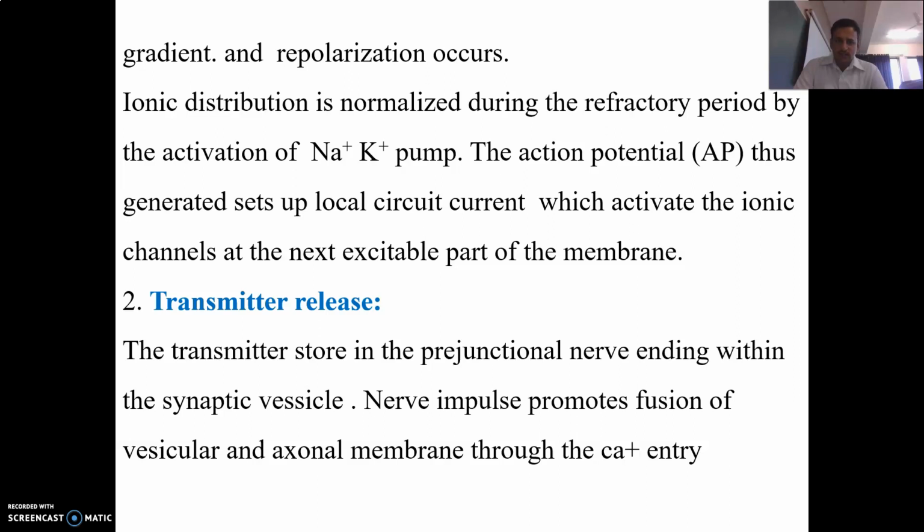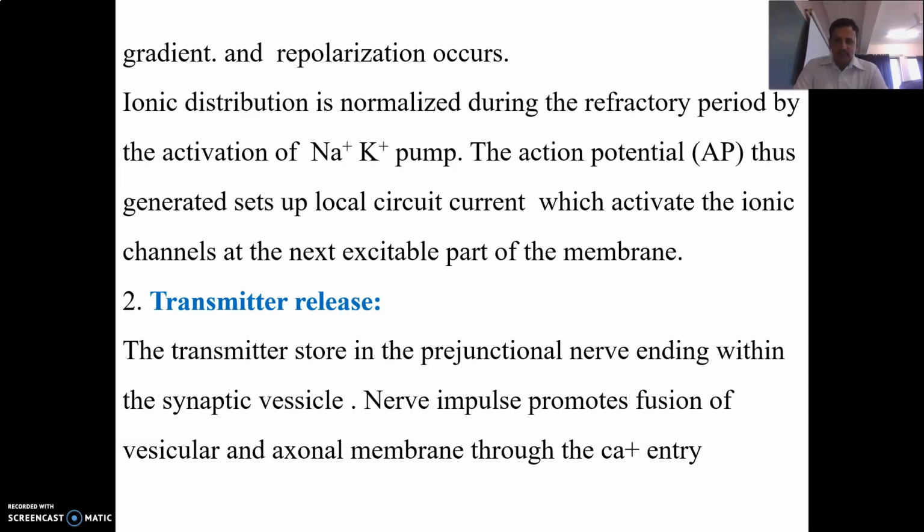Then the local circuit current activates the ionic channels at the next excitable part of the membrane. Once the membrane is activated, this process will be continued at the next part of the membrane. Then after the conduction, there will be transmission of the impulses. Once it is generated, you should transmit that impulse to the next part of the body.